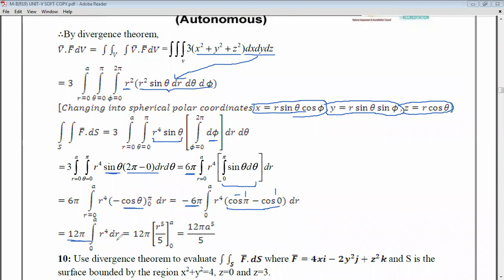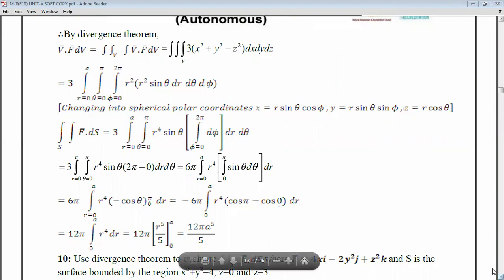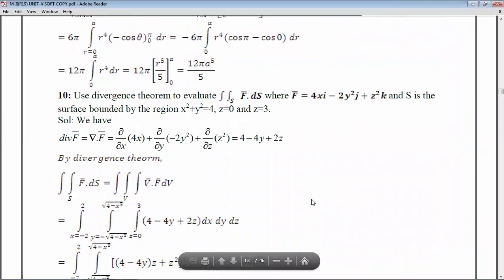Integral r power 4 dr. So with respect to r, we are applying integration. R power 4 integration is r power 5 by 5 between the limits 0 to a. If you substitute the limits, we get 12 pi by 5 and a power 5, and if you substitute 0, obviously 0. Okay. So using spherical polar coordinates and applying the divergence theorem. Next.